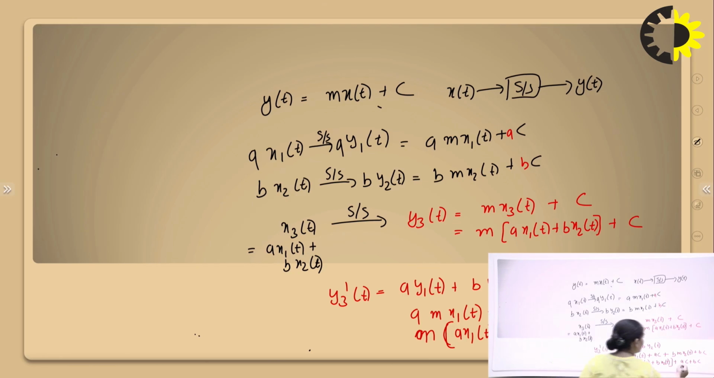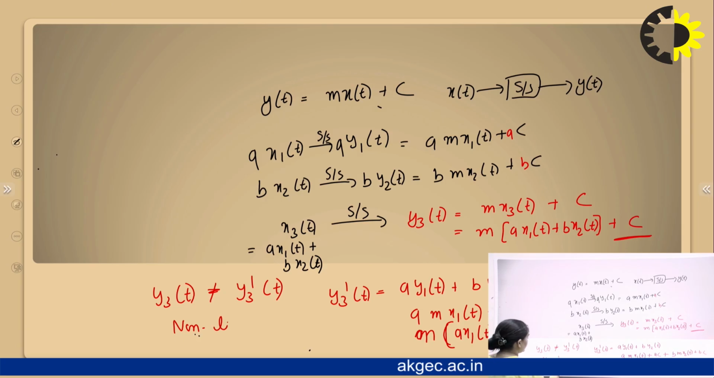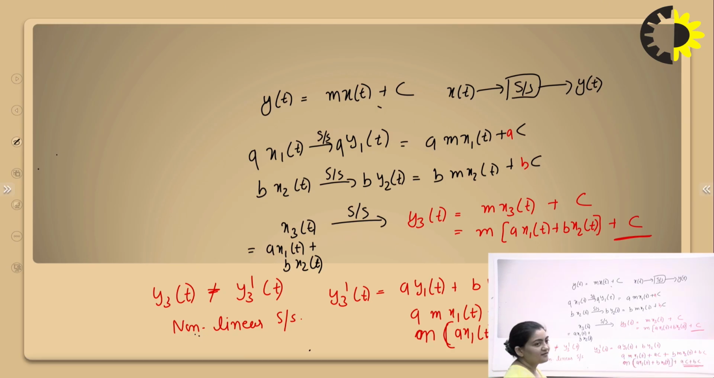So this term and this term will make y3(t) not equal to y3 dash t. So it's a non-linear system. System is non-linear. So you see the equation of a linear line that we have learned from our childhood, it is a kind of non-linear system. Although the line is linear, the system is non-linear.